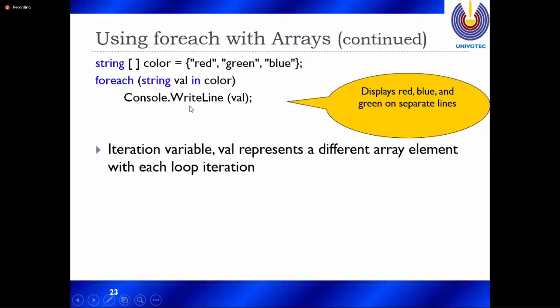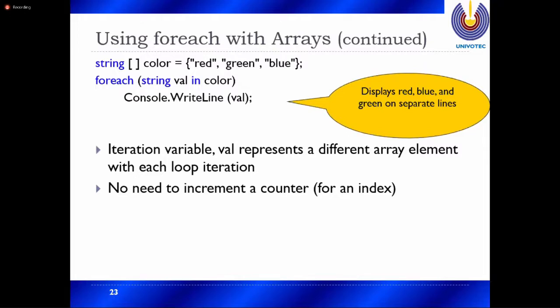The iteration happens for the number of elements in here. We don't know how many elements there are; only the declaration is there. Then we can use foreach. There is no need to increment a counter for the index. Here there is no increment or counter at all. It automatically takes the array's number of elements.